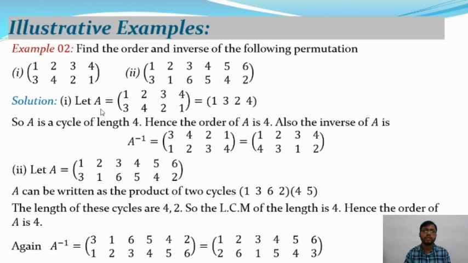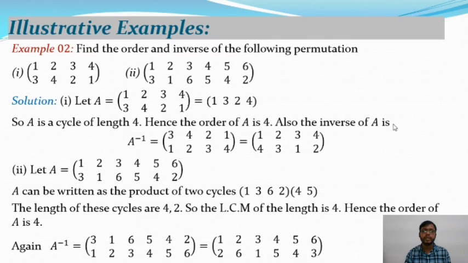So this is the first part of the above example. So let A be a permutation of degree 4, and it is equal to 1 goes to 3, 2 goes to 4, 3 goes to 2, and 4 goes to 1. And this permutation can be written as a cycle. So from this we get 1 goes to 3, 3 goes to 2, 2 goes to 4, 4 goes to 1. So after simplifying this permutation, we get a cycle of length 4. That means 1 goes to 3, 3 goes to 2, 2 goes to 4. So A is a cycle of length 4. Hence the order of A is equal to 4.